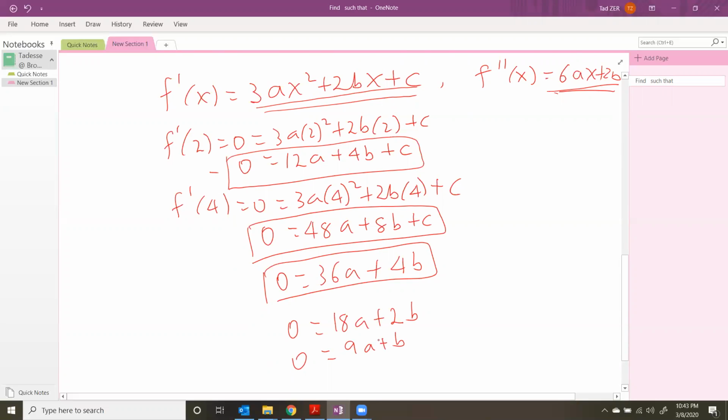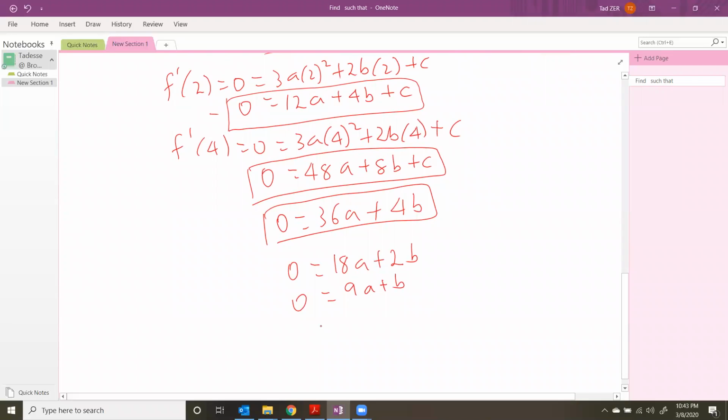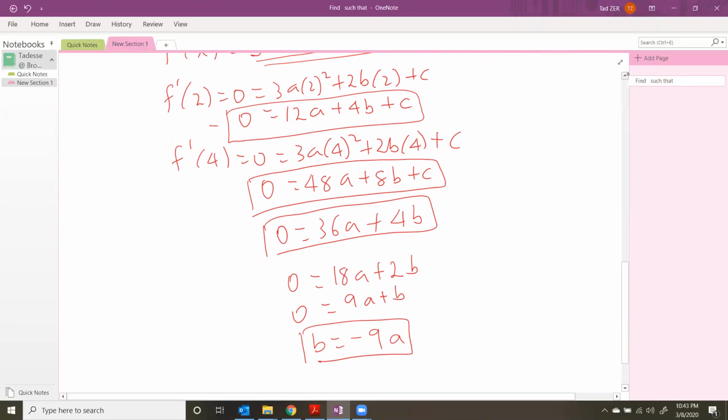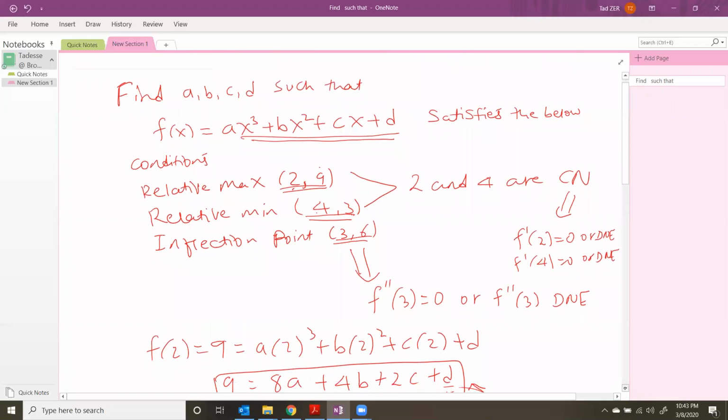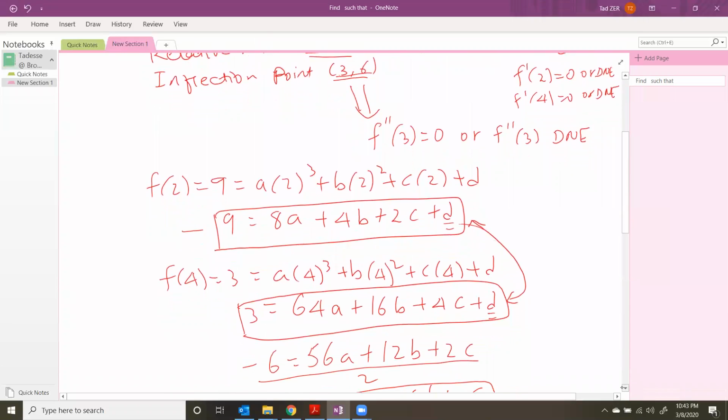So what does that mean? If you solve for b, b equal to minus 9a. That is one equation that I have. Good. Now let's go to the other fact here, which says I have an inflection point at (3, 6).